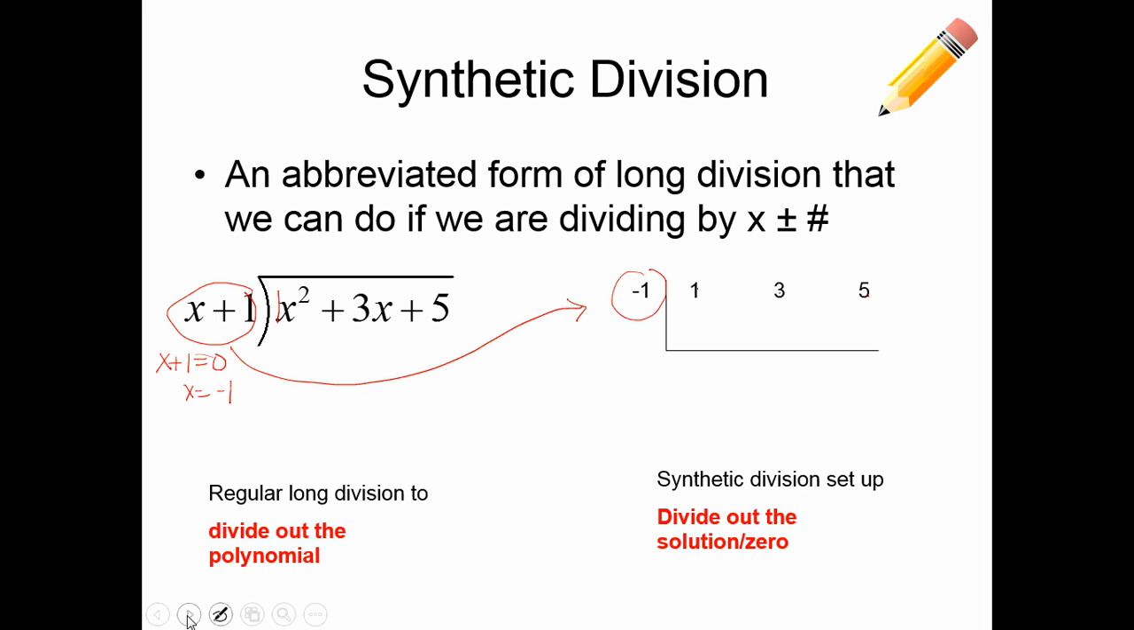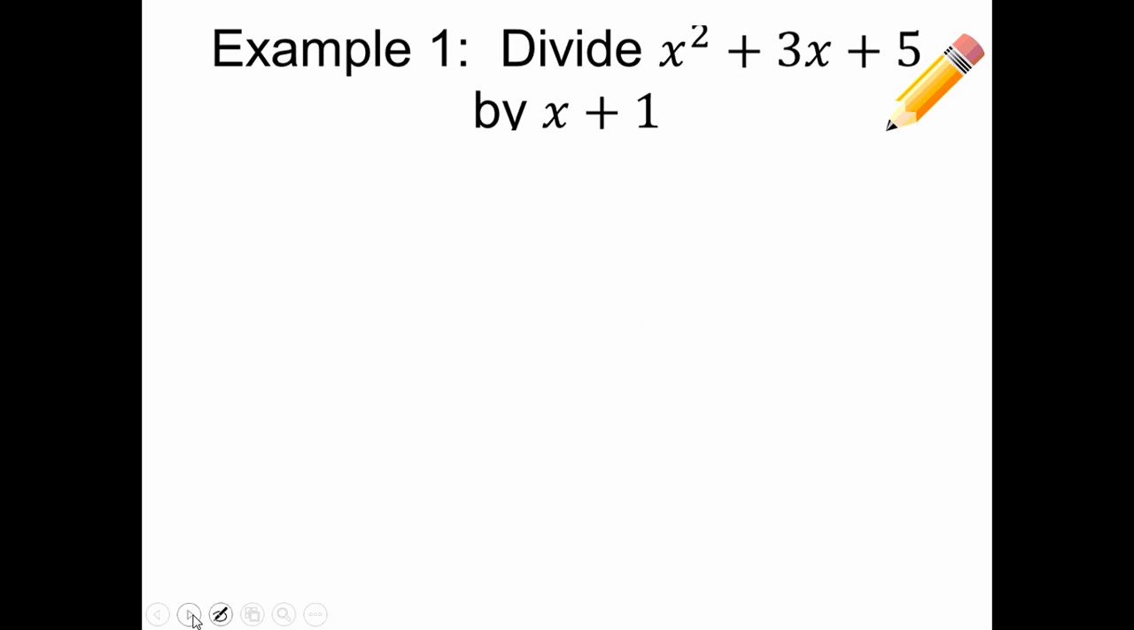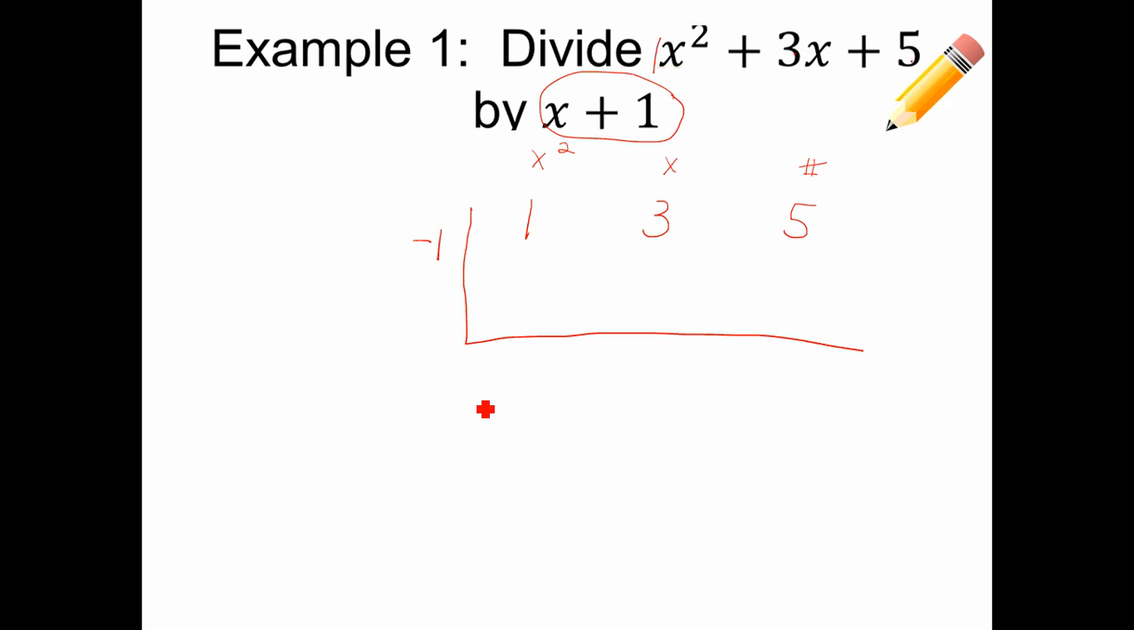We're going to divide it out using that setup. So we're going to do 3 examples. The first one is the one that you just set up here on your page. There we go. We are going to divide x squared plus 3x plus 5 by that x plus 1. So once again, for our setup, we're going to use the coefficients 1, 3, and 5. 1 represents the x squared, the 3 represents the x, and the 5 represents that plain number. But we're not going to write the x's or the x squareds at all. On the outside, we're going to place -1, because that is the solution to what we're dividing by.